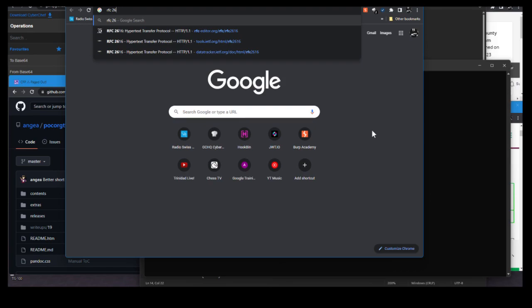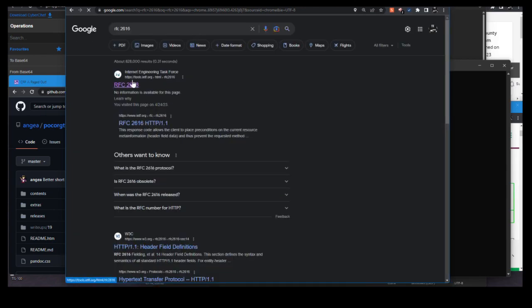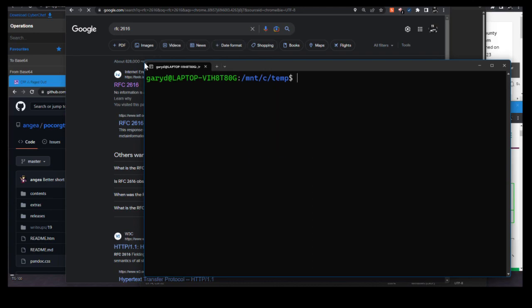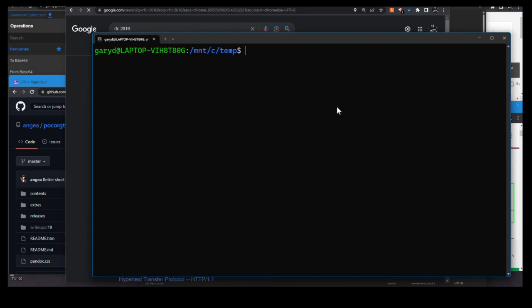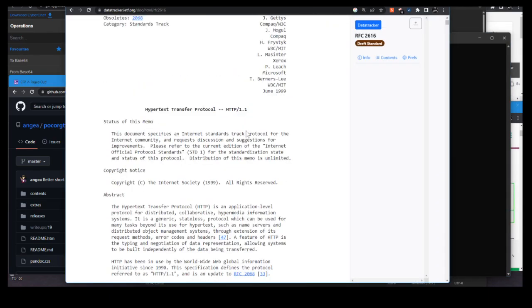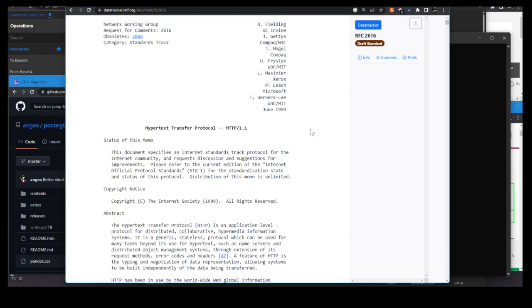Let's see, 2616, which is the one we were reading yesterday. It's about HTTP, right? HTTP is how this data moves. It's hypertext transfer protocol, but that's not the important part. The important part is how you are to think about it. Here we go. This 2616 has been deprecated already, obviously, since it was published in 1999.